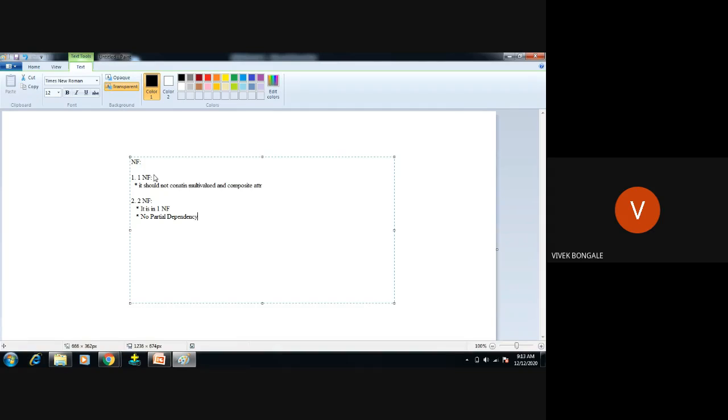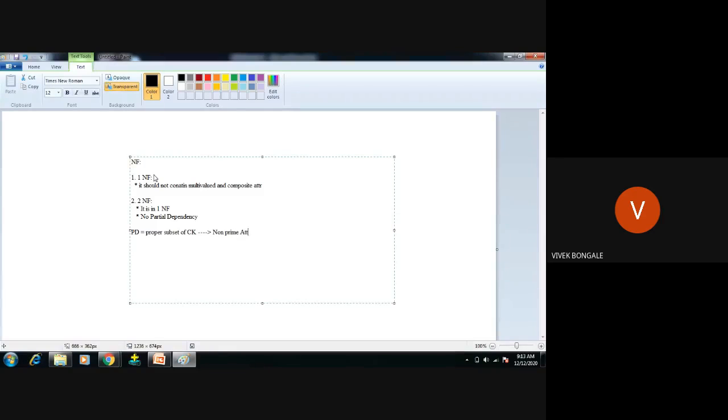How do we find out whether the table is in second normal form or not? We have a formula to find the partial dependency. Partial dependency is: a proper subset of a candidate key determining a non-prime attribute.